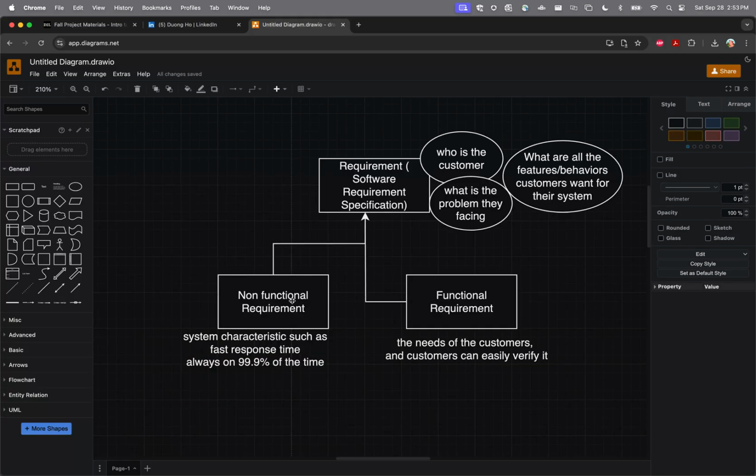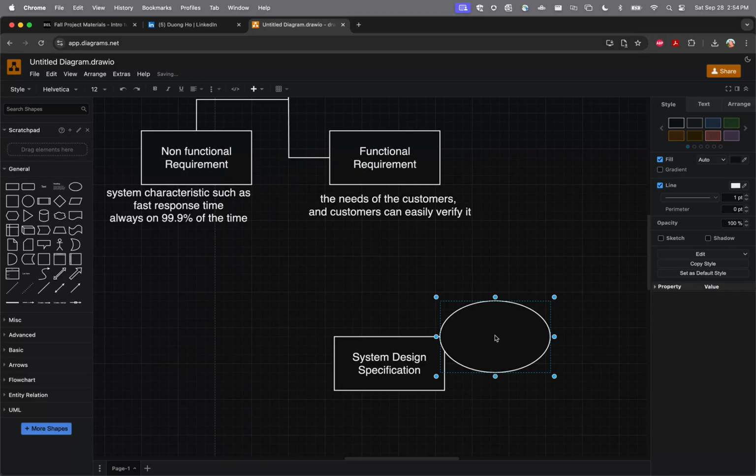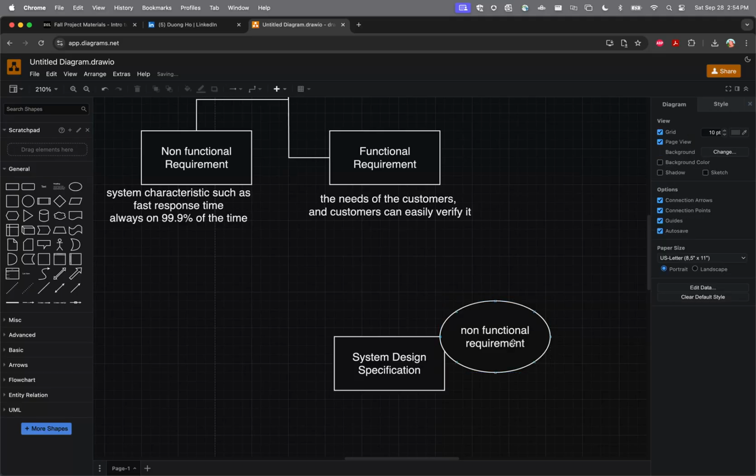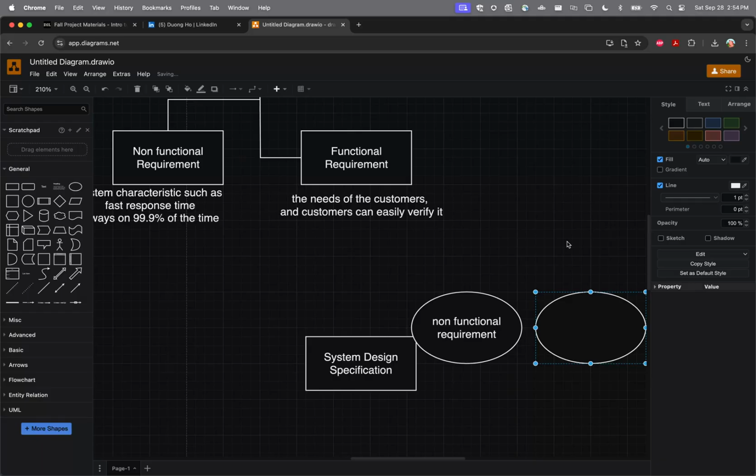Now, after you have your requirements, the next thing in the process is the system design specification. In the system design specification, what is important? You need to know what non-functional requirements are needed. The non-functional requirements ultimately are what will be turned into the high-level system architecture.